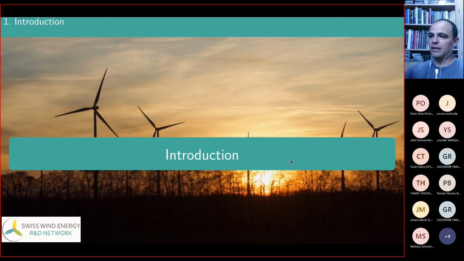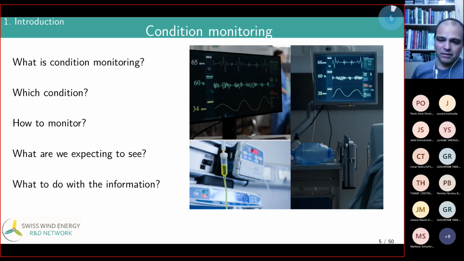All right. So the introduction here is an important thing. What is condition monitoring, right? That's a question people who are not used to the topic may ask. Which condition are you monitoring? How to monitor that? And once we are monitoring, what are we expecting to see? A green light, a red light, or a text explaining what's going on? And then next, what to do with the information? Okay, something is wrong. What should they do with that?